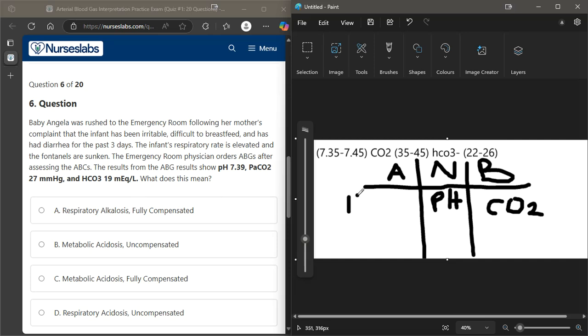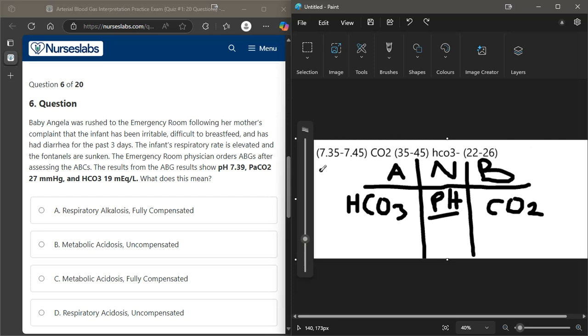So now we have pH being under the normal tab. So first things first, we will know that this ABG has full compensation. So we know that it will be fully compensated. The next thing that we need to know is, is this pH falling under the acidic side or under the basic side? Which side does it line up more with? pH normal range is 7.35 to 7.45.